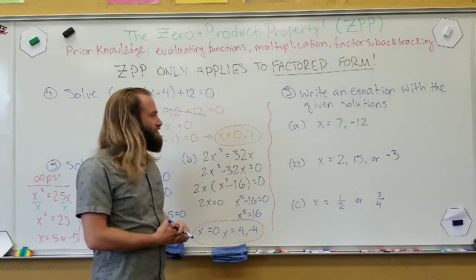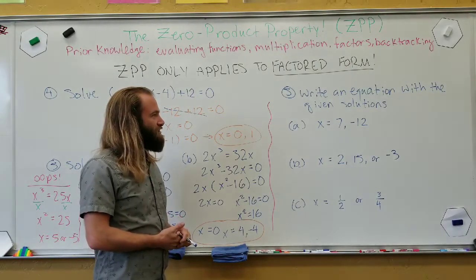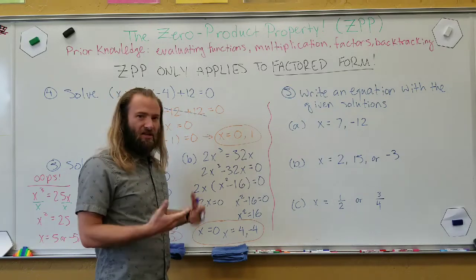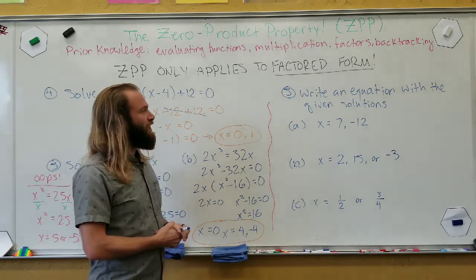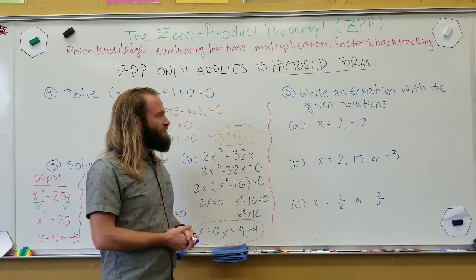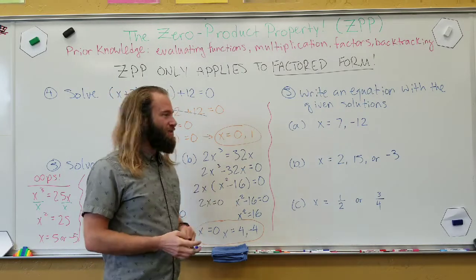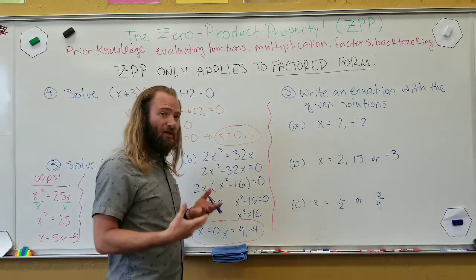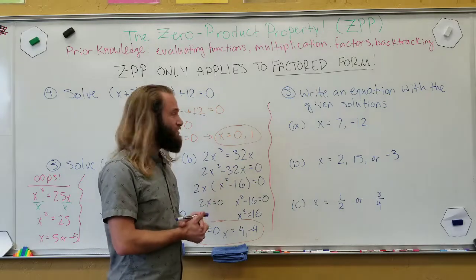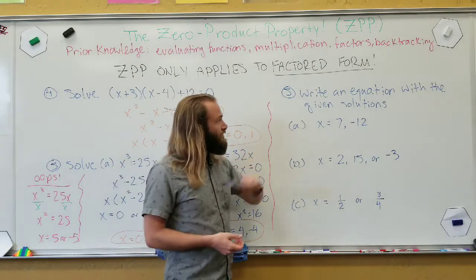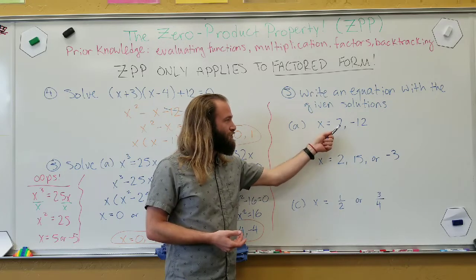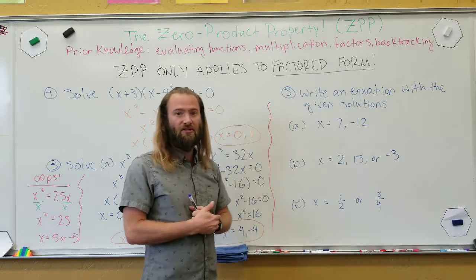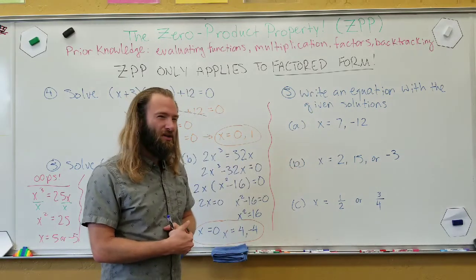The type of problem that I think is worth us looking at is basically going to be thinking backwards, because a good old dose of thinking backwards is really helpful for us sometimes. Okay? So this is going to be going back to the ideas of the ZPP, but we're essentially building an equation with solutions that are given to us. So it says write an equation with the given solution. So part A, if we want an equation with x equals 7 and negative 12 to be the solutions, what's an equation we could write?